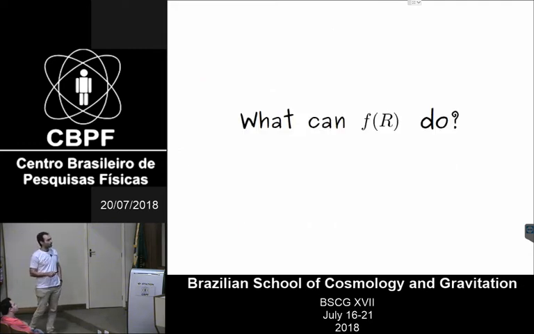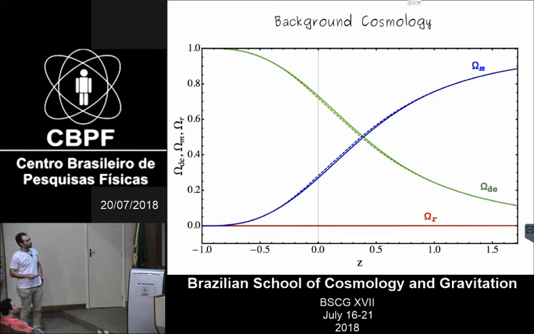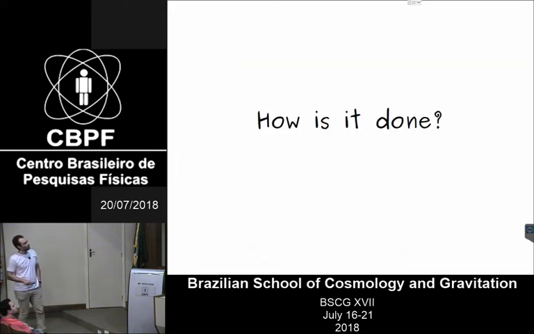So what can it do? It can actually replicate really well the standard lambda CDM background cosmology, which is actually not such a good thing because you cannot differentiate between F of R and lambda CDM as far as the background is concerned. So we should look for different approaches to that. One of them is growth of perturbations, but that's another seminar.